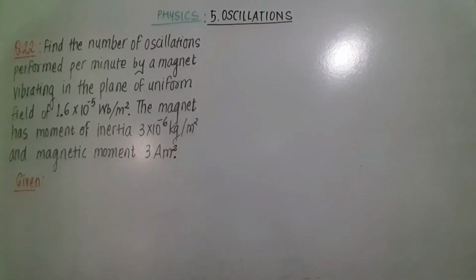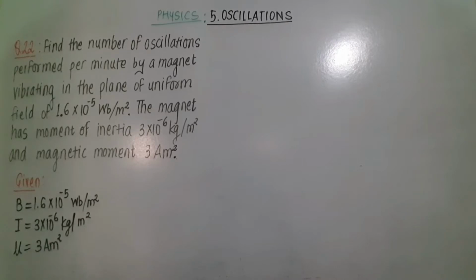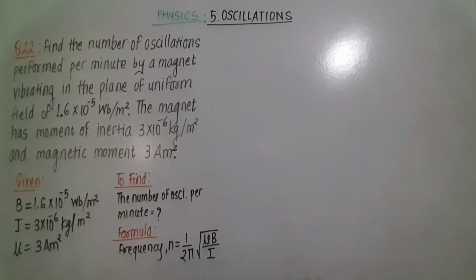Write down given values. Magnetic field B is equal to 1.6 × 10^-5 Weber per meter square. Moment of inertia I is 3 × 10^-6 kilogram meter square. Magnetic dipole moment is 3 ampere meter square. To find the number of oscillations per minute, n is equal to 1 upon 2 pi under root mu B upon I.